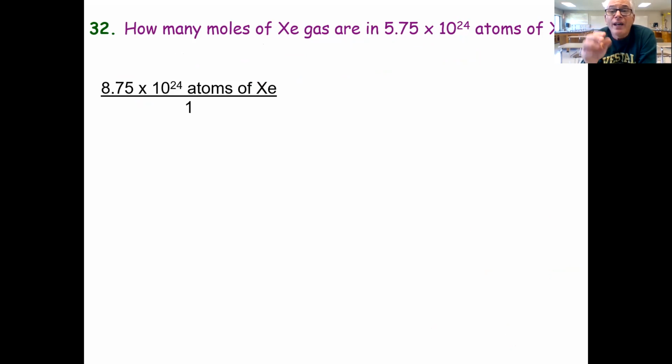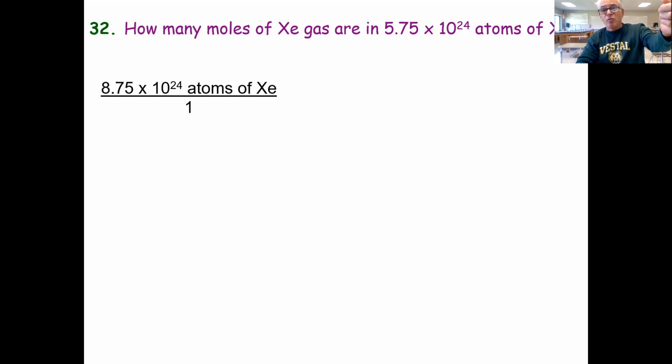Doesn't matter, though. We're going to divide it by a pretty big number, too. We want to go from atoms to moles. What do you got to remember? 1 mole of any gas, or 1 mole of anything, is equal to 6.02 times 10 to the 23rd atoms of that thing. So that's our conversion factor. We just used it before. We're going to use it again.